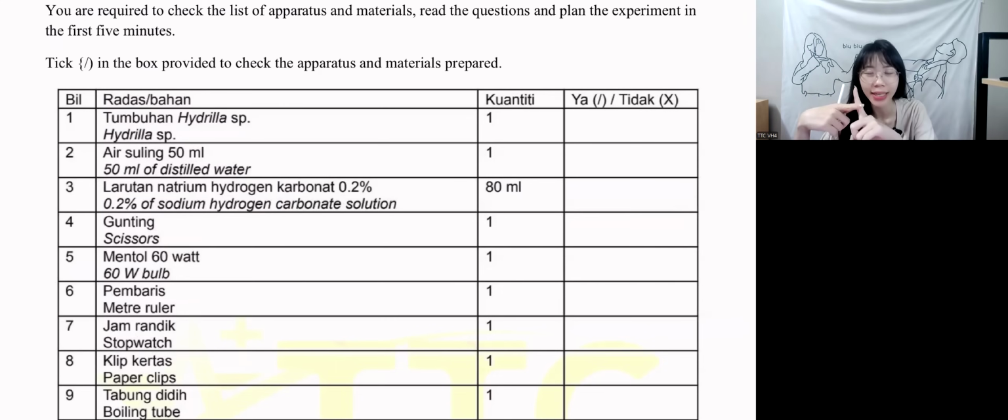Number 1, it could be the voltage of the cell of the battery that affects the rate of photosynthesis. Number 2, it could be distance of light intensity that affects the rate of photosynthesis. Number 3, it could be concentration of carbon dioxide, concentration of sodium hydrogen carbonate solution that affects the rate of photosynthesis. So there are 3 experiments that you have to know, just in case whichever came out. So we're going to do the first question here first.